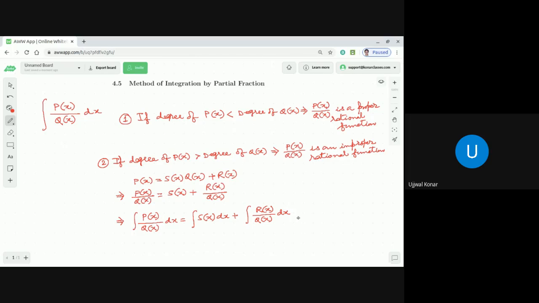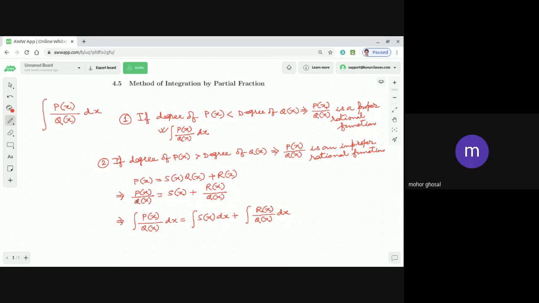Clear or not clear? Yes. Now, if you look into this case, the first one, the integration of p(x) by q(x). So here what we wanted to do, integral of p(x) by q(x) dx, first case. In this case, what happened? The degree of p(x) is less than the degree of q(x). Correct or not? All of you agree with me?